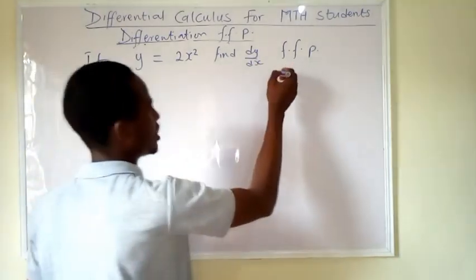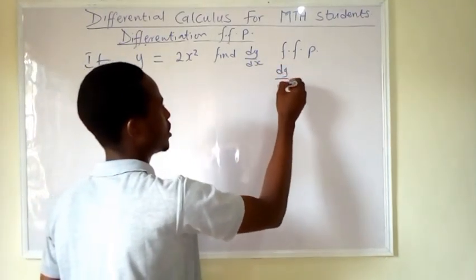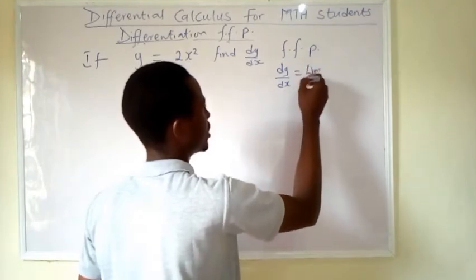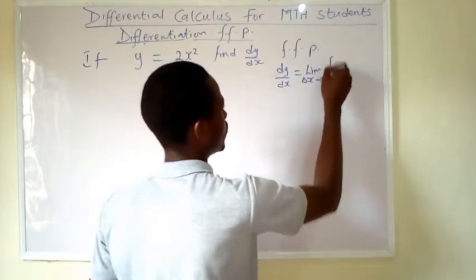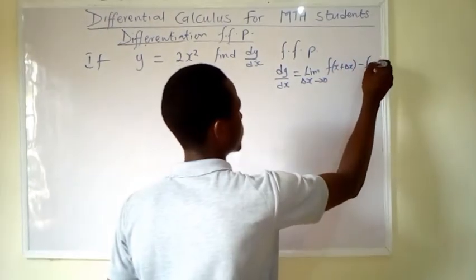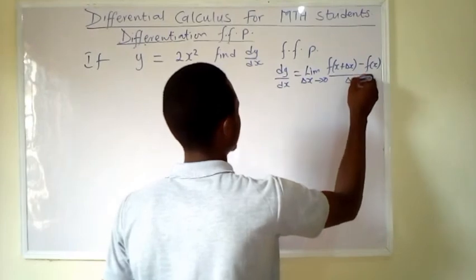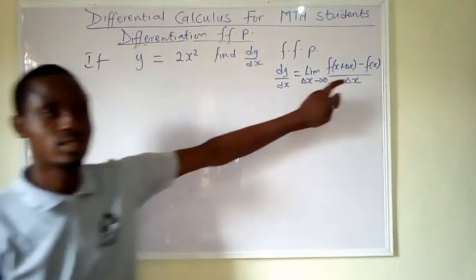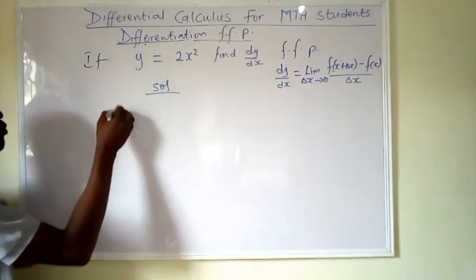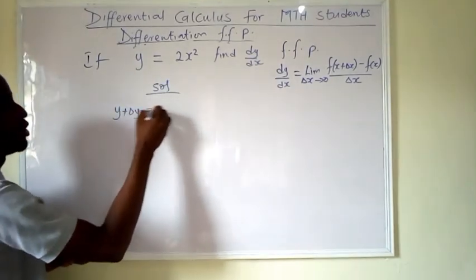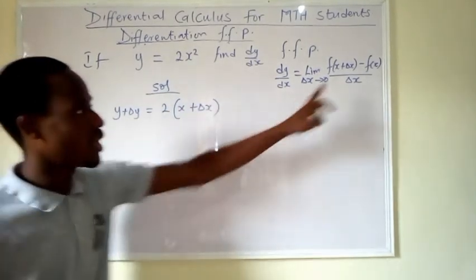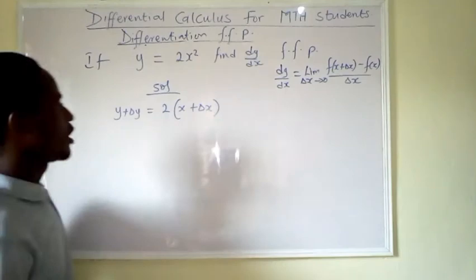How am I going to do that? Don't forget the formula says dy/dx is the limit as change in x tends to 0 of f of x plus change in x minus f of x, all over change in x. So we're going to follow this. We're going to have y plus change in y equals 2 into x plus change in x, just like what we have here.